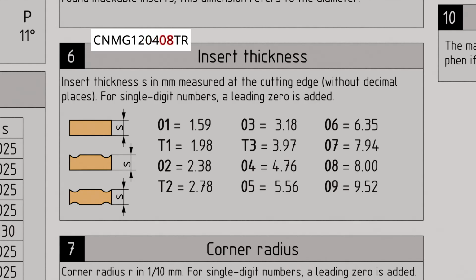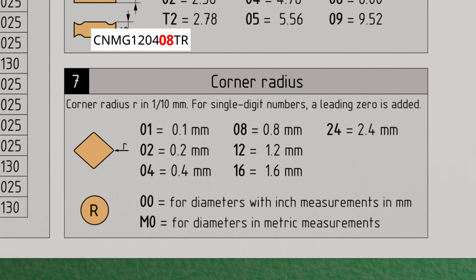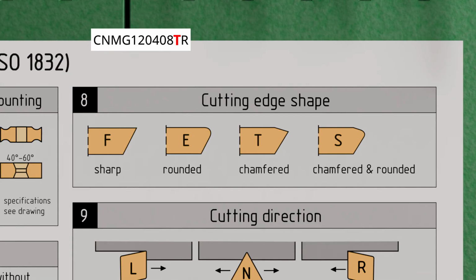The following digits in the designation specify the corner radius of the cutting edge. This is given in tenths of a millimeter. Leading zeros are added for single-digit numbers. In our case, the designation 08 means a corner radius of 0.8 millimeters. Letters follow again in the designation. The penultimate letter indicates the shape of the cutting edge. There are sharp, rounded, chamfered, or chamfered and rounded cutting edges. In our case, the letter T stands for a chamfered cutting edge.